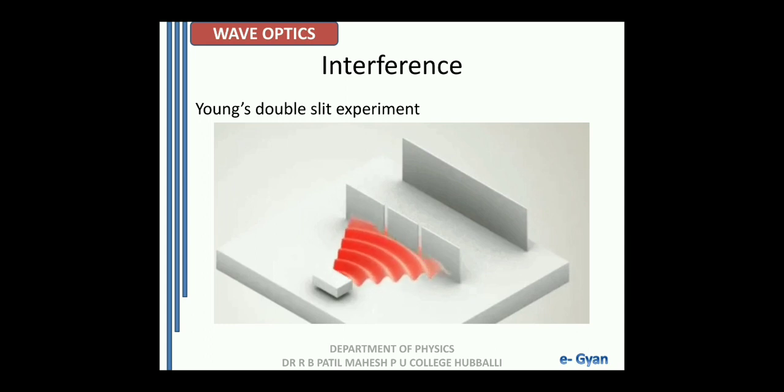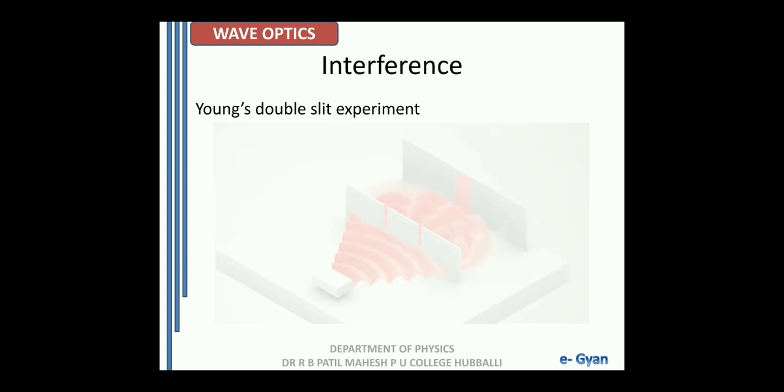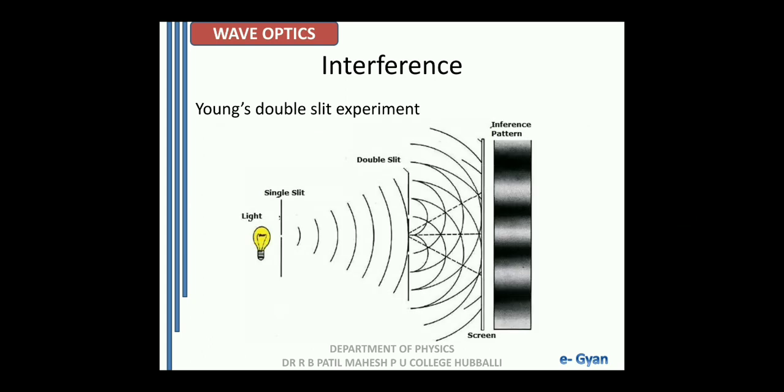As far as the top view is concerned, we have it something like this. We have a source of light, then we have a single slit, and then we have the double slit. The light from the two slits emerges out. The double slit makes us feel that there are two slits, and the light from these two slits falls on the screen to produce the interference pattern.